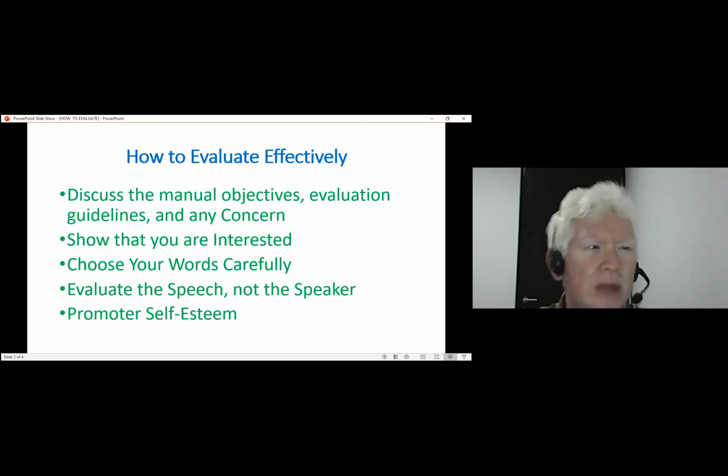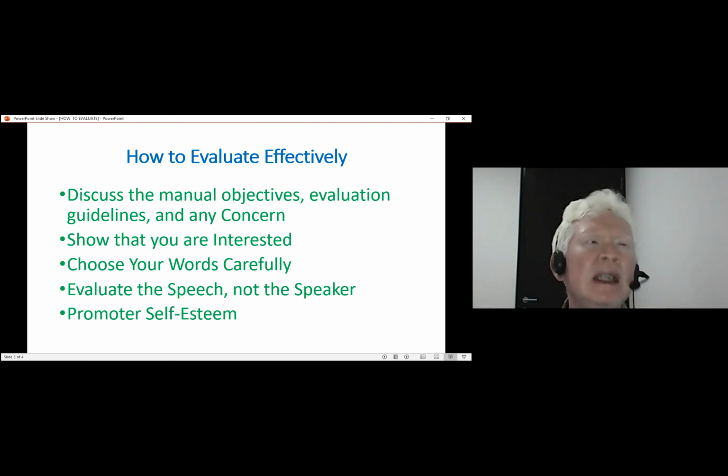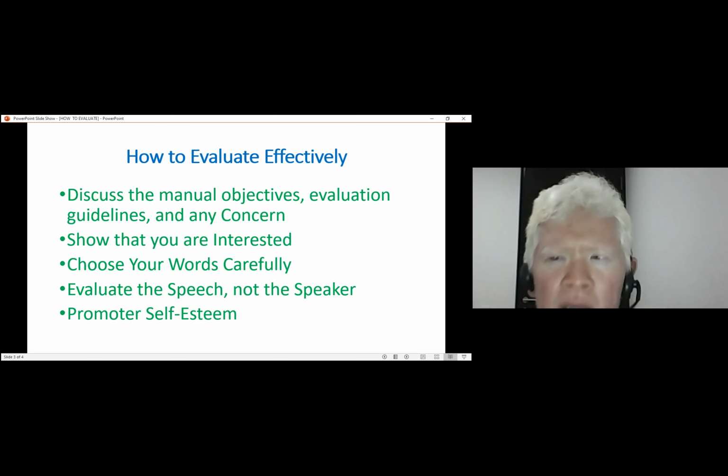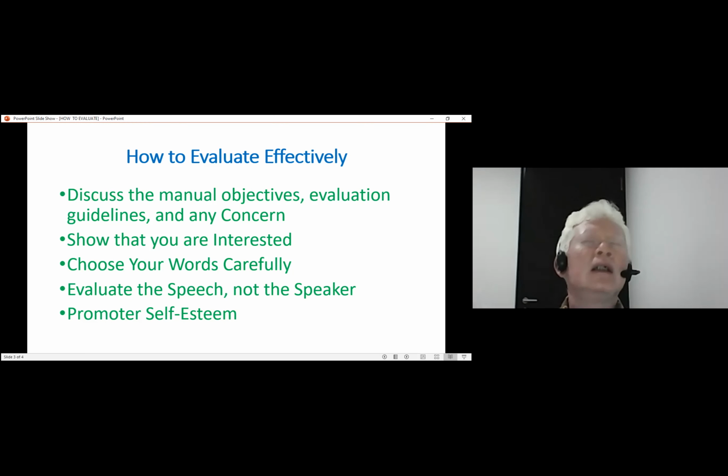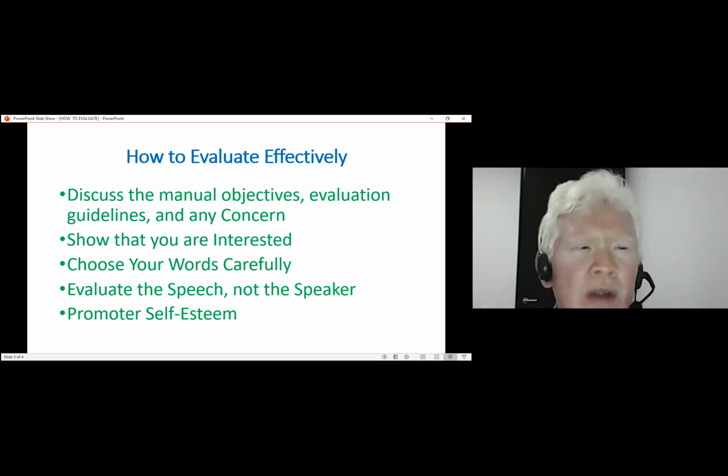Okay. Now, how to evaluate effectively. First, discuss the manual objectives and evaluation guidelines. In Toastmasters, every speech has its own purpose, and every evaluator will be given evaluator guidelines. Before the speeches, you had better discuss the objective of the speech with your evaluator. By doing that, you can adjust your speech, especially when you are drafting it. And for the evaluators, they need guidelines.